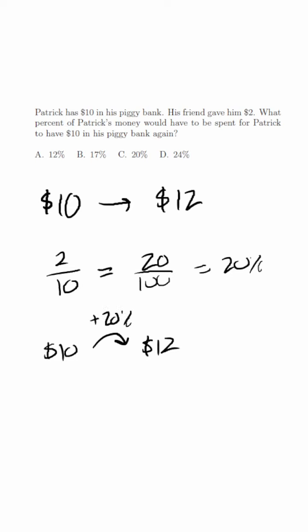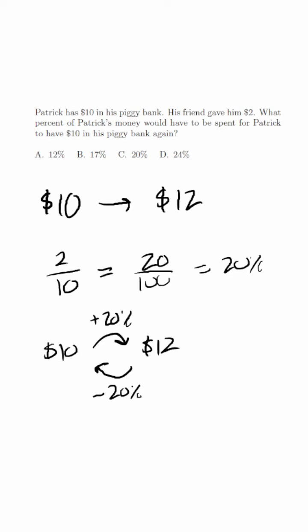Now, students incorrectly assume that, if we want to go back to $10, the question asks us what percent of his money he needs to spend to go back to $10. Like, they think, okay, if we went up by 20, we should also go down by 20%, right? This would be good intuition, but unfortunately, it doesn't really work. Because now he has $12, and if we take 20% of 12, that is not $2.